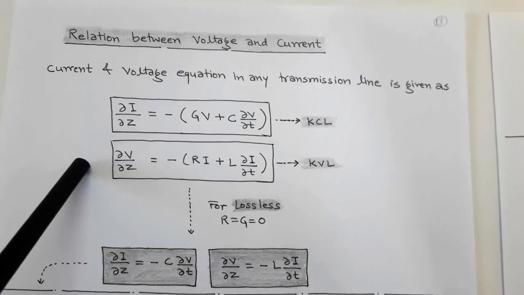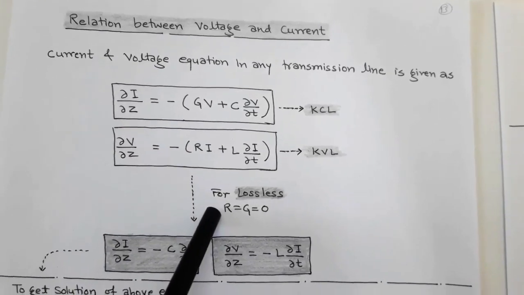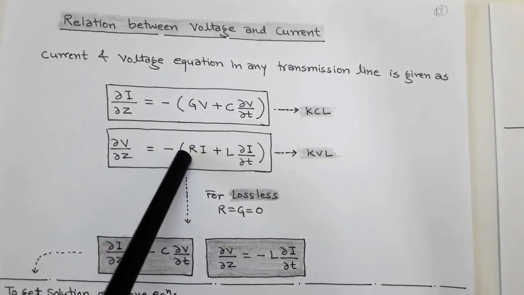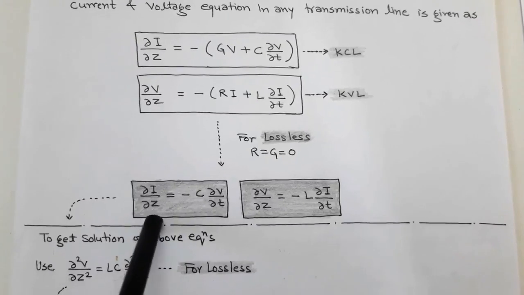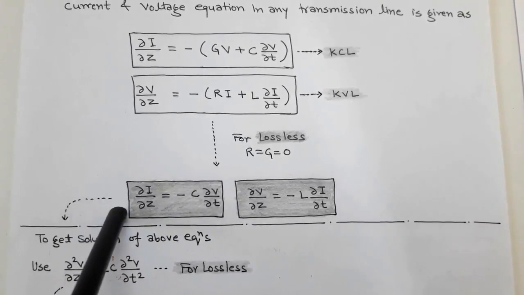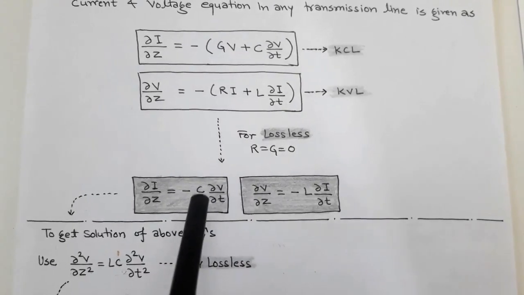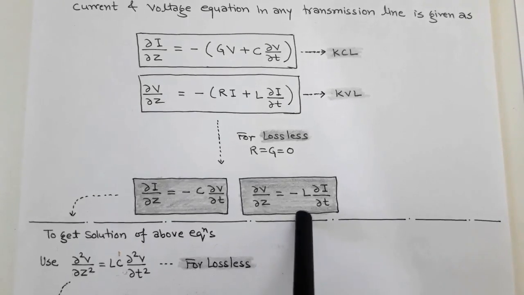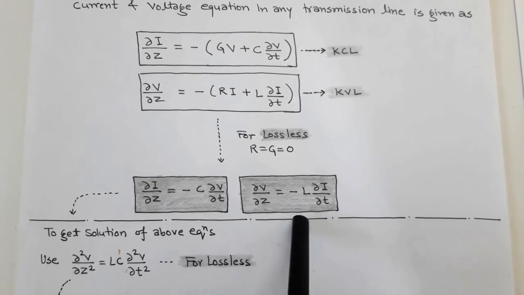Now we consider lossless propagation in a transmission line. For this we consider R equals G equals 0. After putting R equals 0 and G equals 0, we get the current and voltage equations corresponding to lossless propagation: del I upon del Z equals minus C del V upon del T, and the voltage equation is del V upon del Z equals minus L del I upon del T. So these are first order equations.